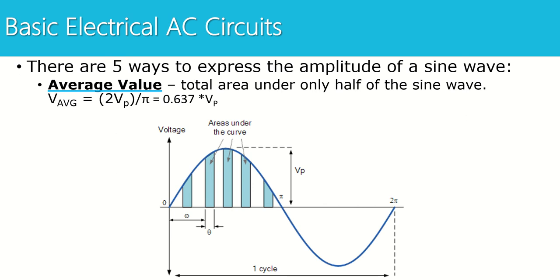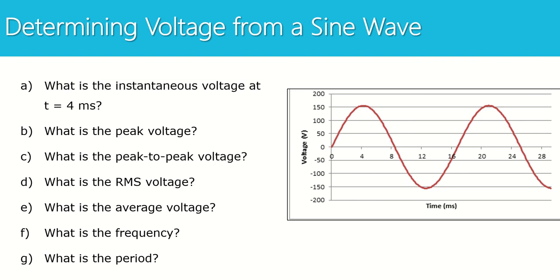And then our last value is the average value. Now, if you've taken calculus, the average value is an integral. It's the area under half of this sine wave. If you haven't taken calculus, think about calculating the area of a square or a rectangle. In the same way, if we could calculate the area underneath the shape, that represents the average value. Our formula for average value is twice the peak value divided by pi, which comes out to be approximately 0.637 times your peak value. So these are our 5 different values that we might use to express different characteristics of an AC wave. So let's practice using those different characteristics. You have an example on the screen.